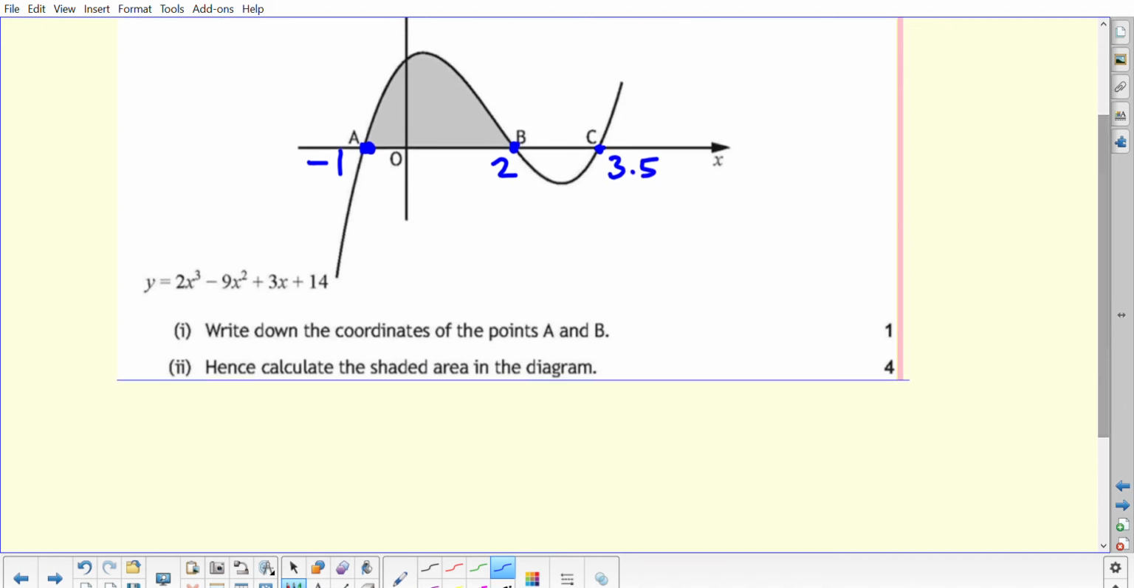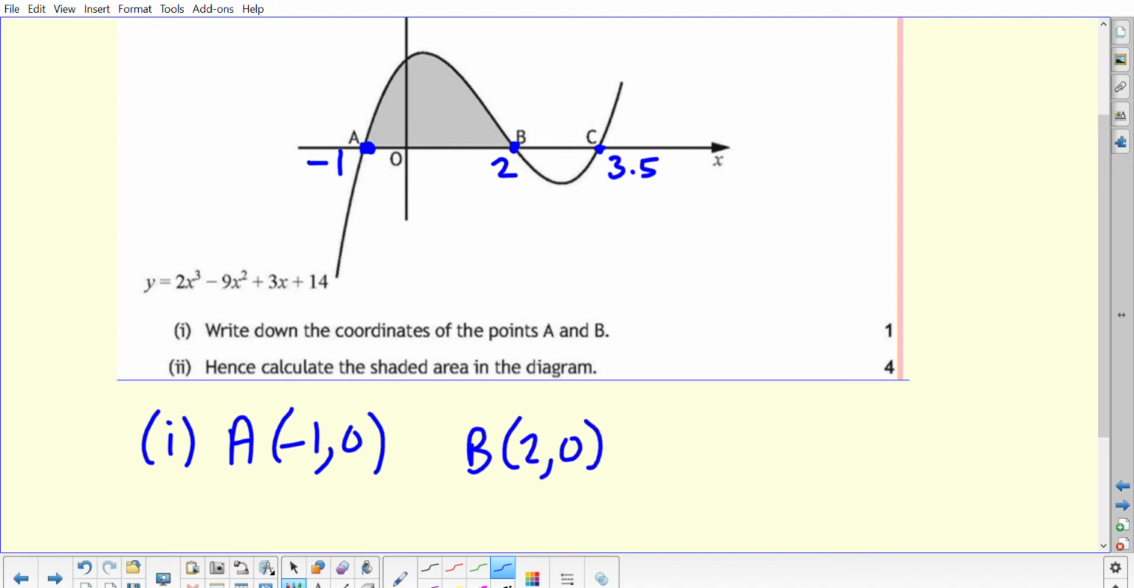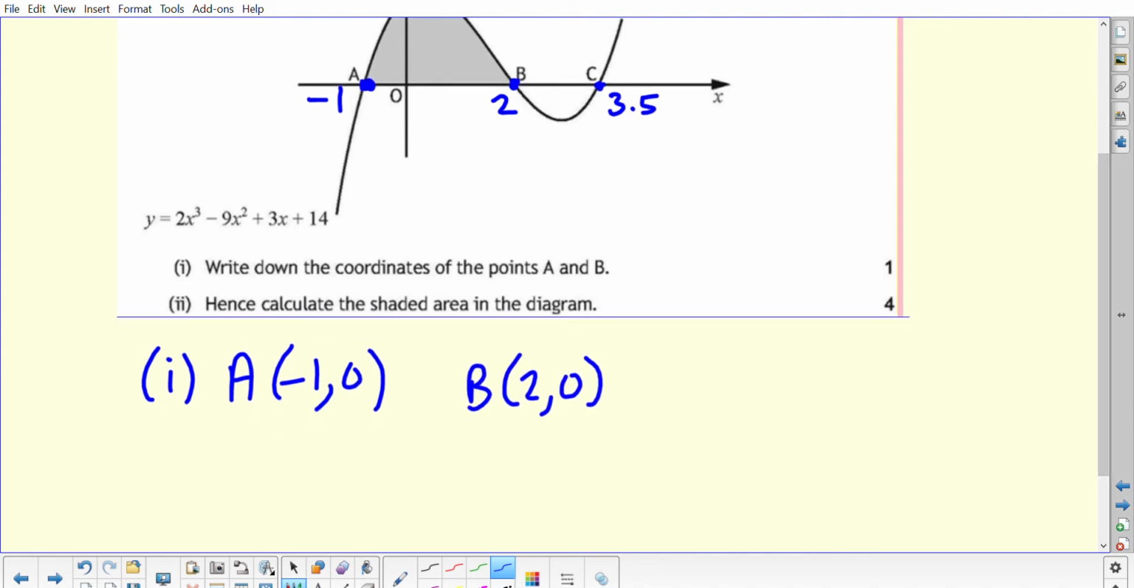So what are we asked for? We're asked to write down the coordinates of the points A and B. So your A coordinate is clearly (-1, 0) and your B coordinate is (2, 0). So that's interpreting your information from part A, and you would only earn 1 mark for doing that.